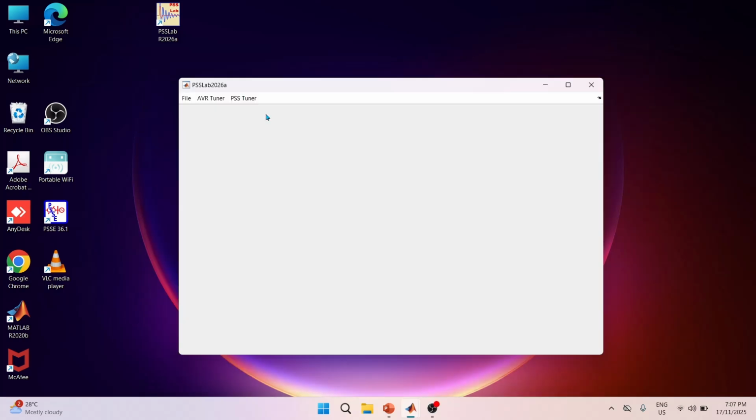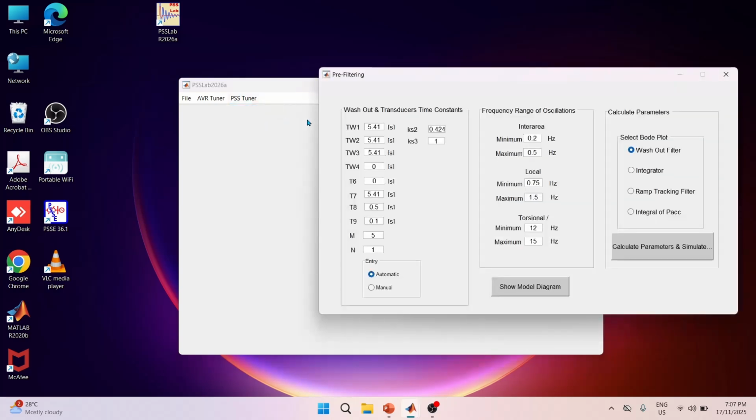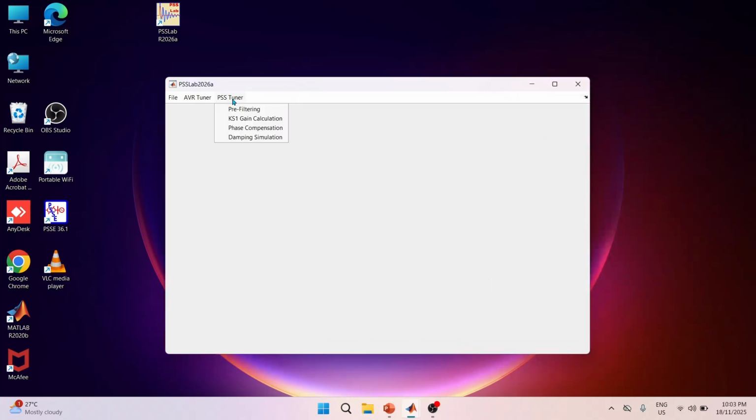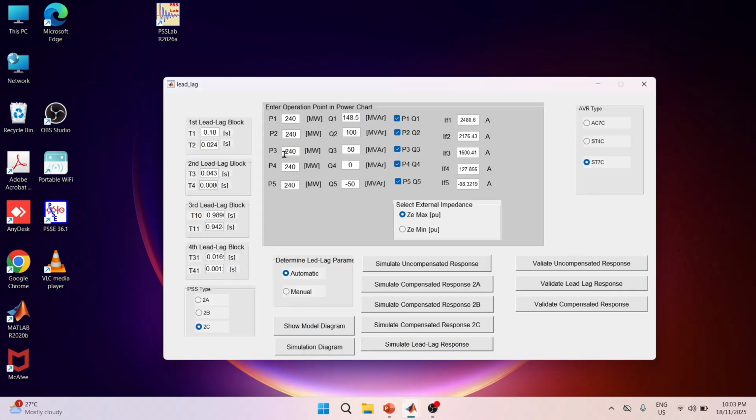The target is to have the intersections equal or beyond the frequencies of oscillations for which the PSS has to be effective. For example, from 0.2 Hz to 2.5 Hz. Remember from the menu item pre-filtering, the minimum given frequency of oscillations in inter-area region was 0.2 Hz. So let us reopen the phase compensation form and increase T1 in the first lead lag block from 0.18 to 0.22.